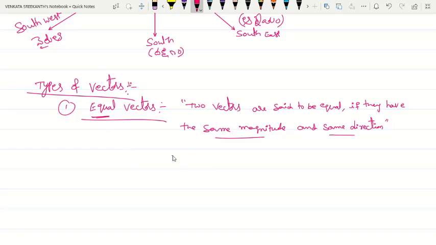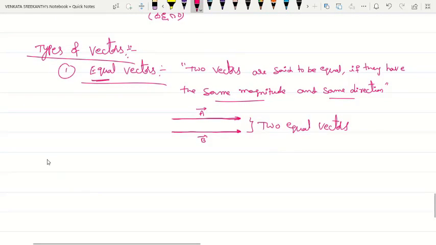This is the definition: same magnitude, same direction, then we can call them equal vectors. I am considering two vectors, vector A and vector B. These two vectors have their magnitude remain the same, that means the length of the vectors remains the same. The magnitude is the same and the direction is also the same. So these two are called equal vectors. My dear students, wherever there are simple equations and simple definitions, please try to remember them. Next, the second one is the negative vector.